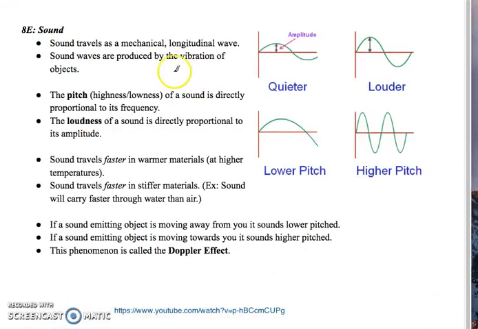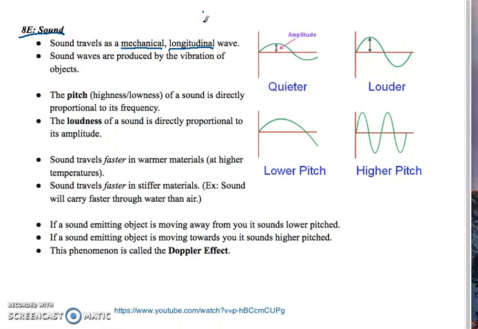8E. Here we go. So 8E is talking about a specific type of wave, and that's going to be sound. So sound is going to have a couple of properties that we're going to be looking at more specifically. It's important to remember that sound is a mechanical wave. Mechanical meaning that it needs something to travel through, and longitudinal. So longitudinal meaning that the energy travels parallel to the direction of motion.